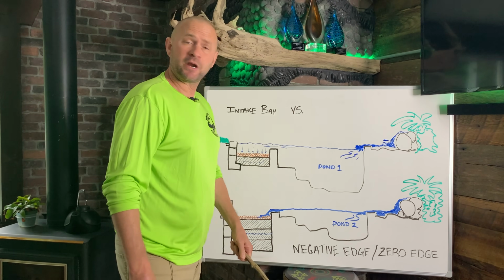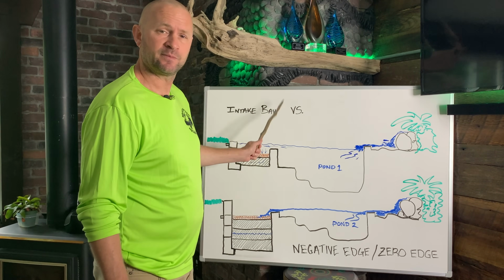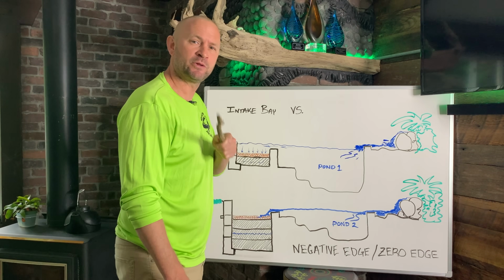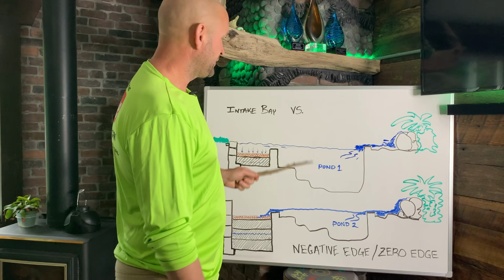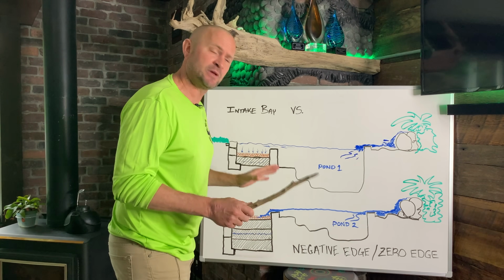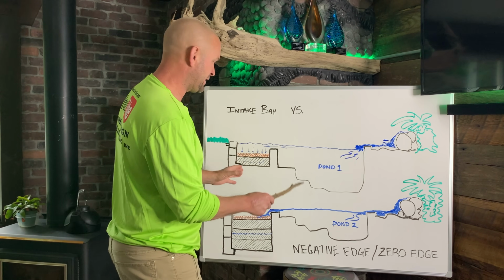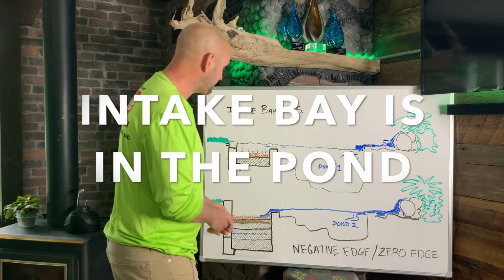So let's start out number one, intake bay. One of the most important things to understand about the intake bay, big difference between that and the negative edge, is that the intake bay is inside of the pond.